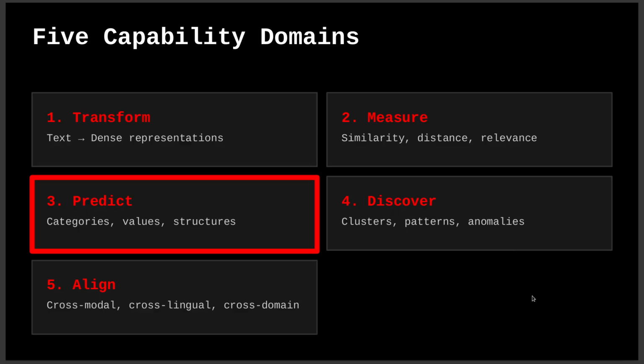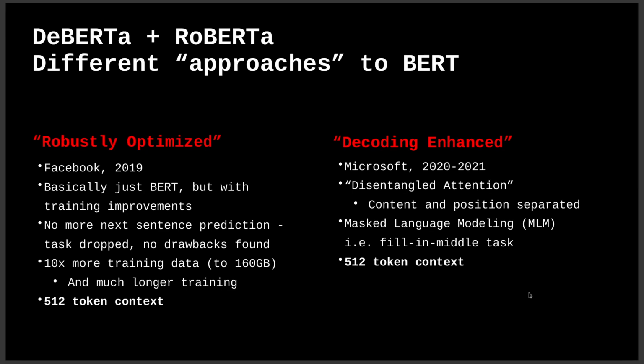All right, so let's go into some of the more prediction-like capabilities encoders can give us. We'll go into two different branches of what BERT evolved into. The first one is RoBERTa, and the RO is for robustly optimized. So that's the robustly optimized BERT approach. They basically did not change the architecture of BERT much at all. They did drop the next sentence prediction task, and they basically 10x'd the training data, but it has the exact same 512 token context. Likewise for DeBERTa, the decoding-enhanced BERT architecture.